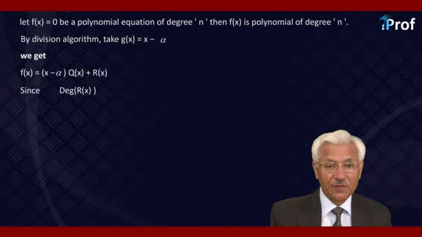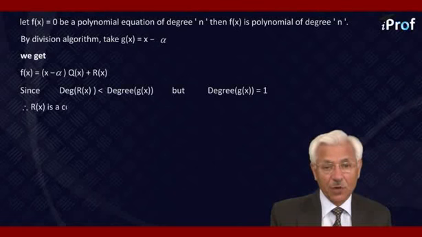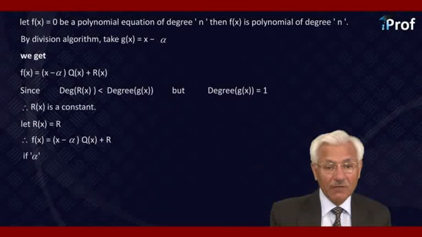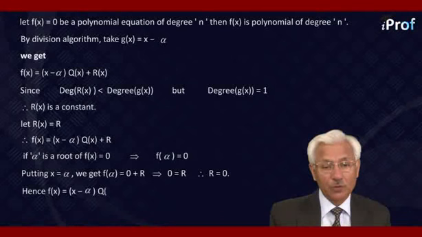Clearly, the degree of r(x) is less than the degree of the divisor x minus alpha, which is of degree 1. Therefore, the degree of r(x) is less than 1. Hence, it is a constant. Therefore, r(x) is a constant. Let r(x) be equal to R. Substituting, we get f(x) equal to (x minus alpha) into q(x) plus R. If alpha is a root of f(x) equal to 0, that means f(alpha) equal to 0. Putting x equal to alpha, we get f(alpha) is equal to 0 plus R. But f(alpha) equal to 0 means R is equal to 0. When R is 0, f(x) is equal to (x minus alpha) into q(x). Clearly, x minus alpha is a factor of f(x).